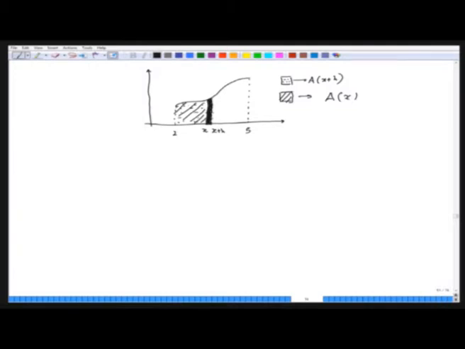Approximation is also one of the key ideas in mathematics. Now, this shaded area, this black area, is your A of x plus h minus A of x. So, this thing is your A of x plus h minus A of x. But how do you compute that rectangle? That is the question.